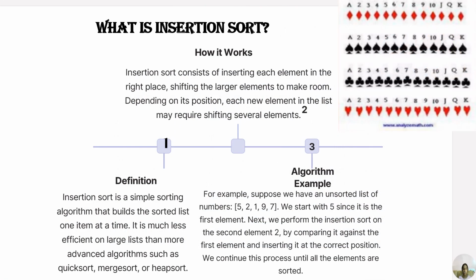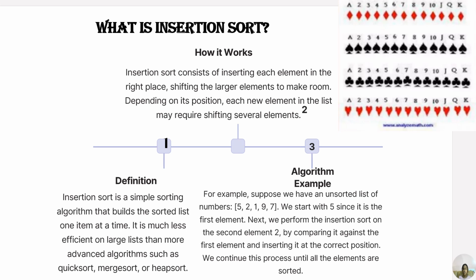What is insertion sort? How does it work? Insertion sort consists of inserting each element in the right place, shifting the larger elements to make room depending on its position. Each new element in the list may require shifting several elements. Definition of insertion sort. Insertion sort is a simple sorting algorithm that builds the sorted list one item at a time. It is much less efficient on large lists than more advanced algorithms such as quicksort, mergesort, or heapsort.